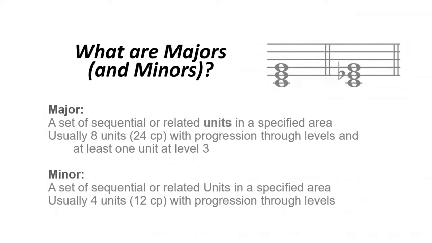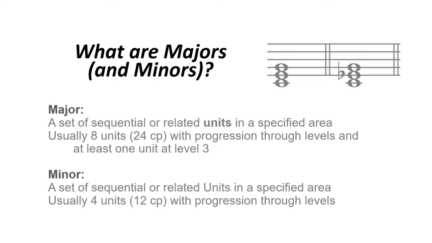A minor is like a major, except that it's shorter, I guess. So instead of 8 units, it's composed of 4 units. In other words, 12 credit points. Most of you will not be taking minors within the Bachelor of Science, Environmental Science.